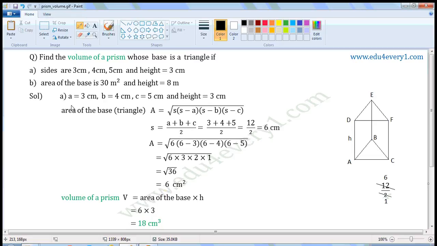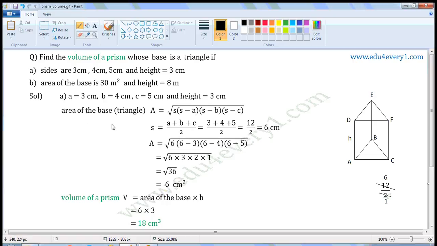First one, a is equal to 3 centimeters, b is equal to 4 centimeters, c is equal to 5 centimeters and height is equal to 3 centimeters. We can find the volume of a prism using the formula V is equal to area of the base into height. Area of the base is not given, but the base is a triangle, its sides are given.